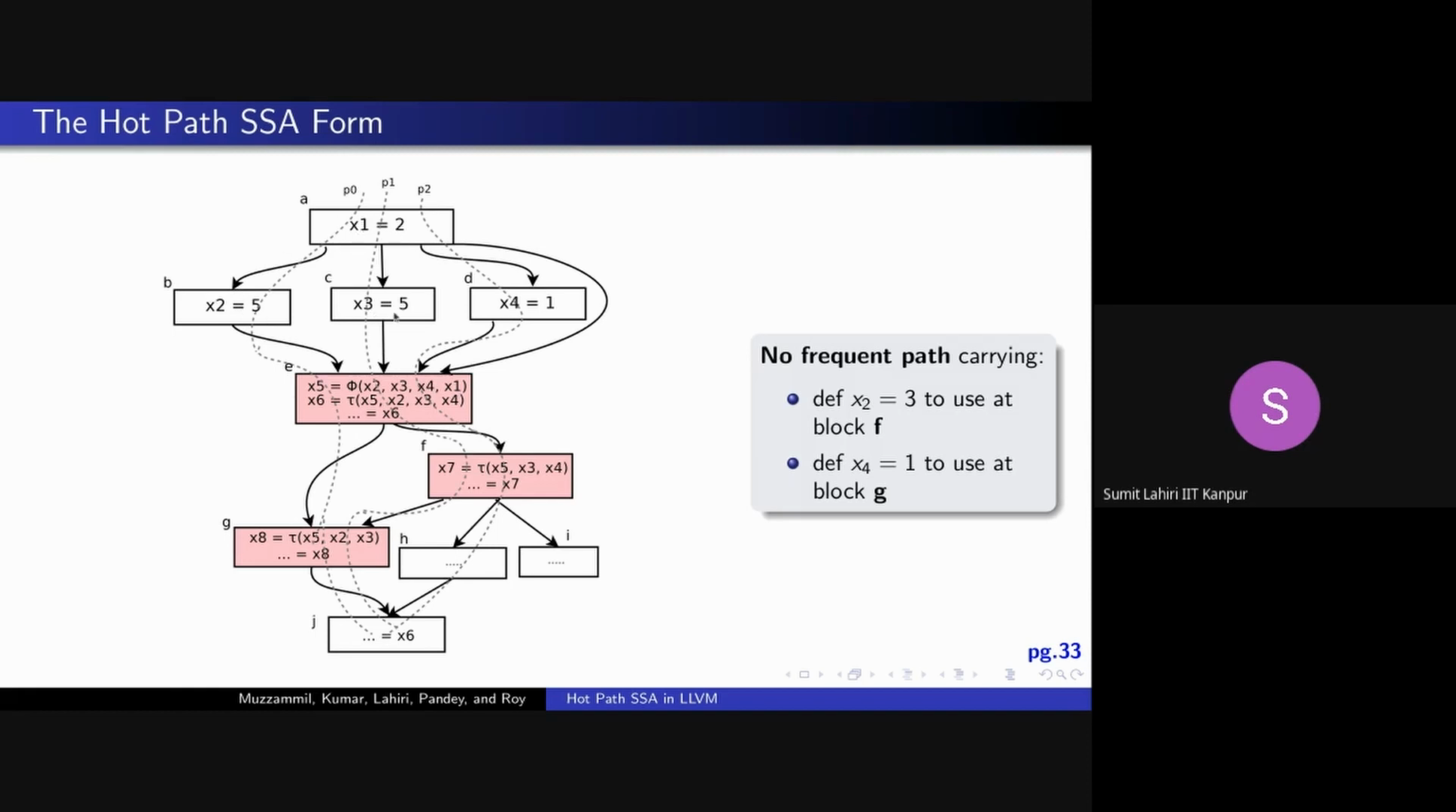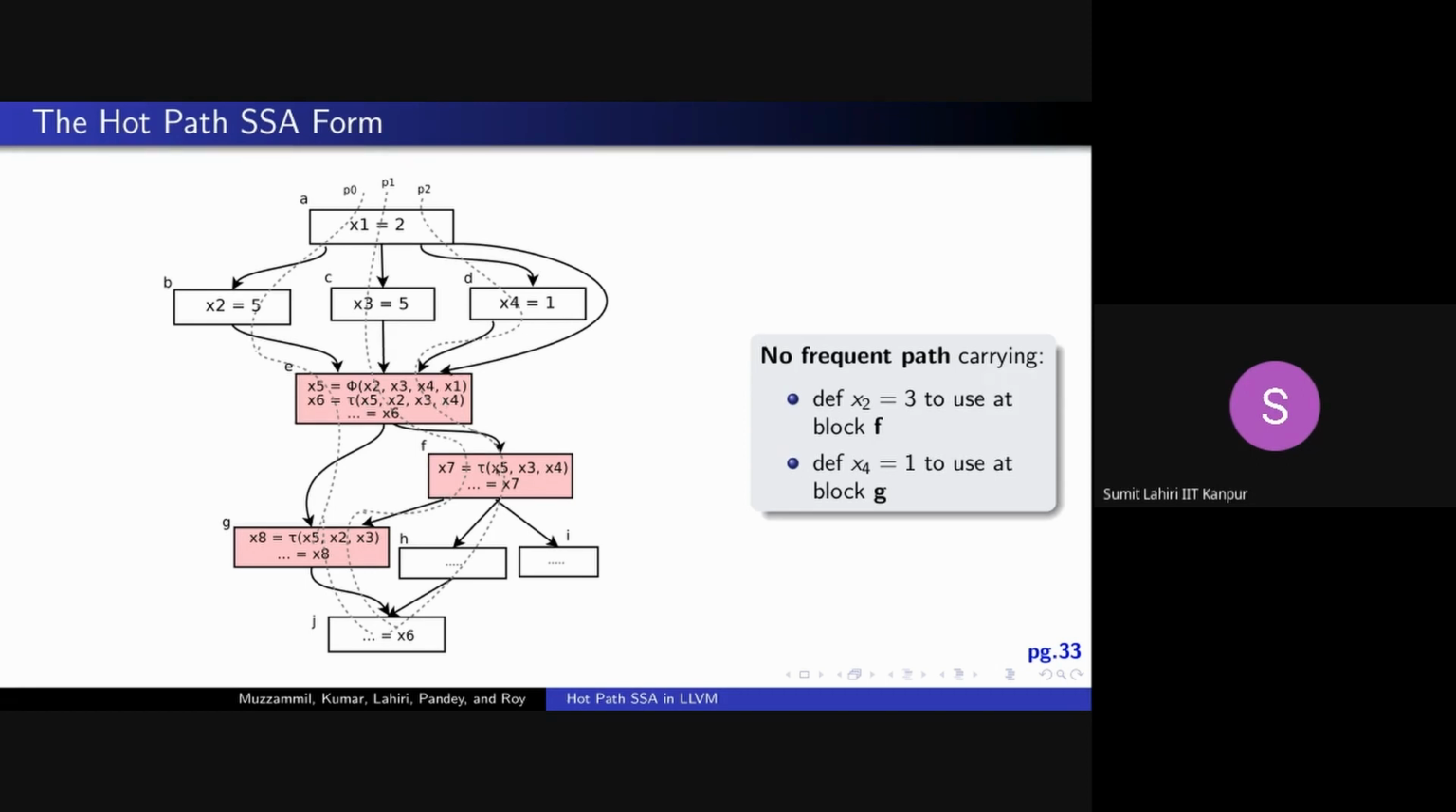Which are all four of these. However, in the case of the hot path definition, or in the case of tau, we don't have the value of x1, because this edge does not form a part of the hot path. So we take the safe interpretation first, which is x5. And then we have the three definitions, x2, x3, and x4, along the three hot paths, and we merge those as well into our tau function.